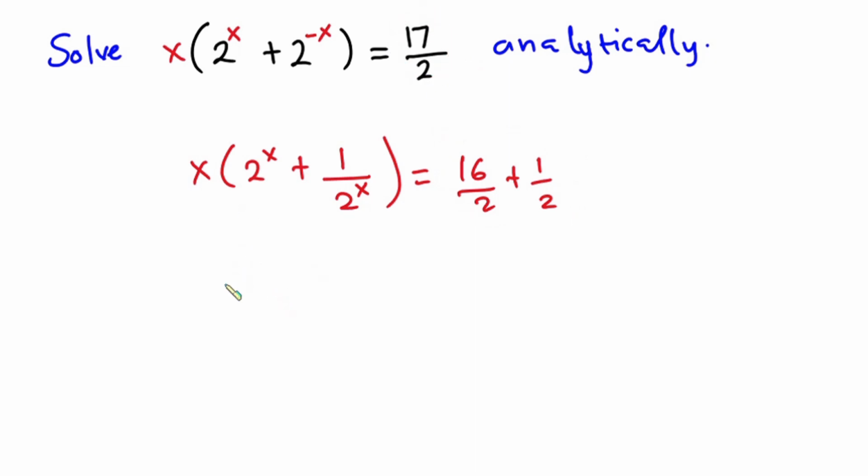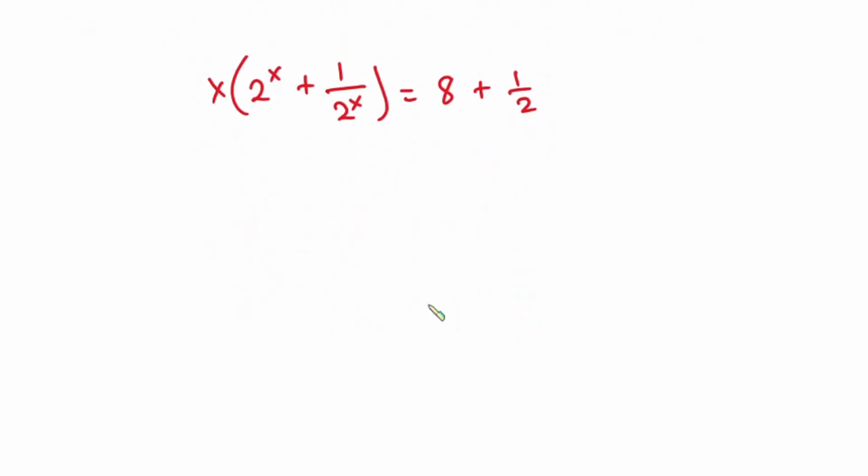Great. Now I'll copy this down. We have x into 2 to the power x plus 1 over 2 to the power x, and this is equal to 16 over 2 is 8, then plus 1 over 2. Great. Now I will still copy this down. We have x into 2 to the power x plus 1 over 2 to the power x, and this is equal to 8 could be written as 2 to the third power, then plus 1 over 2.